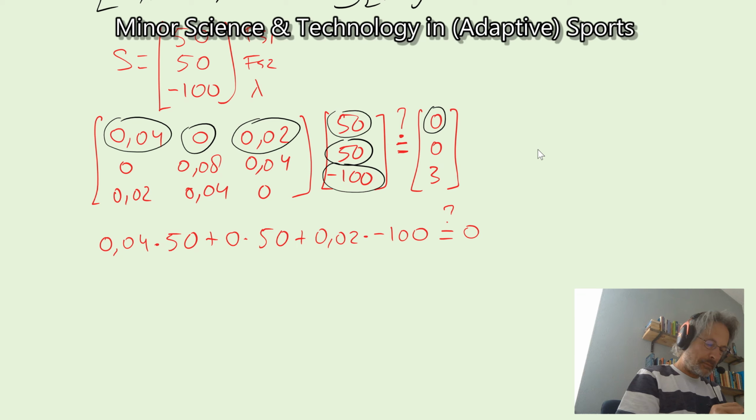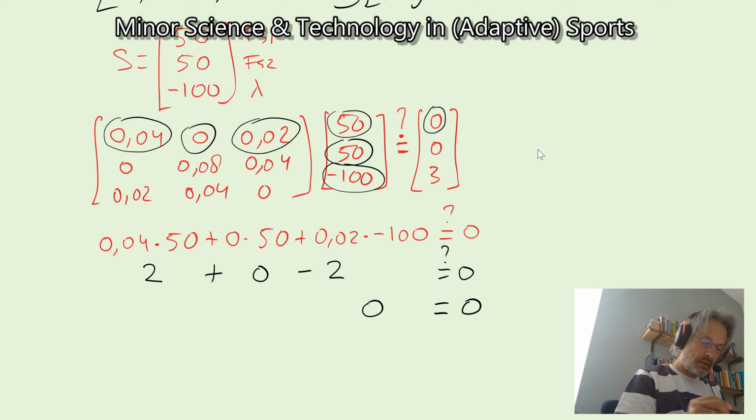Well, 0.04 times 50, that is 2. So here we have 2 plus 0 times 50. Well, that is of course 0. And then we have 0.02 times minus 100, and that is minus 2. And we ask ourselves, is this equal to 0? And well, you see the answer, because 2 plus 0 minus 2 equals 0, and that indeed equals 0. So that is a hint that the solution is correct.